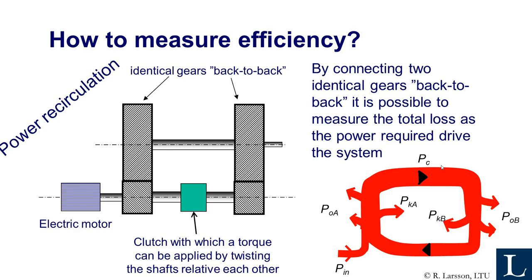Now a few words about how to measure efficiency. We normally do that by using something called power recirculation, and that means that you put two identical gears back to back. So you have the two wheels connected and they are driving the two pinions. You apply a torque into this shaft by twisting this shaft relative to that one. That gives you a built-in torque in the gearboxes.